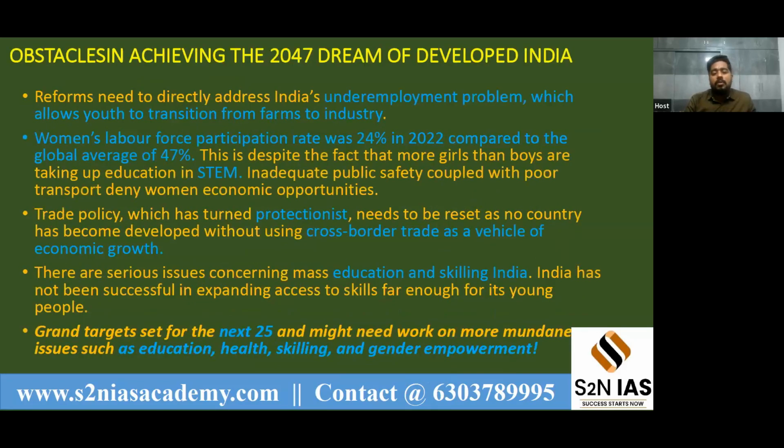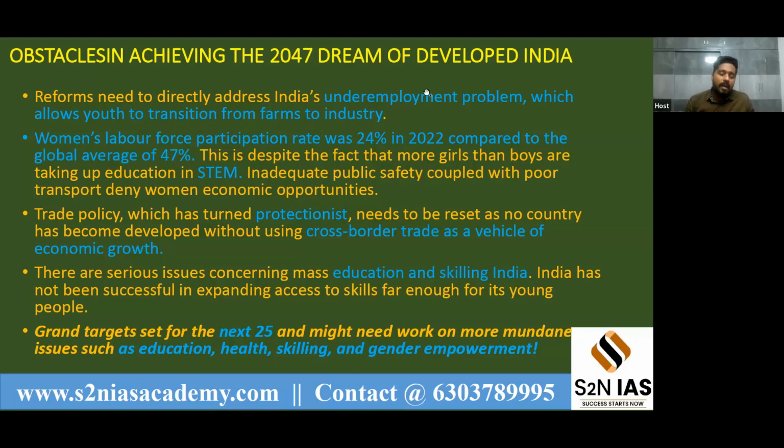Obstacles in achieving the 2047 dream of a developed India. So we have a good dream, but many obstacles are there. The underemployment problem, which hinders the transition from the farms to the industry. Unemployment is one problem, and underemployment is also there.